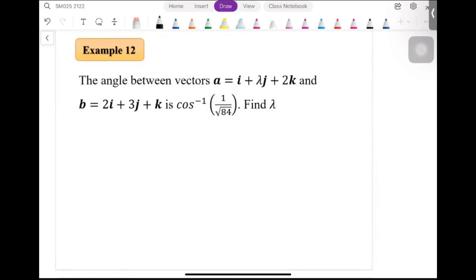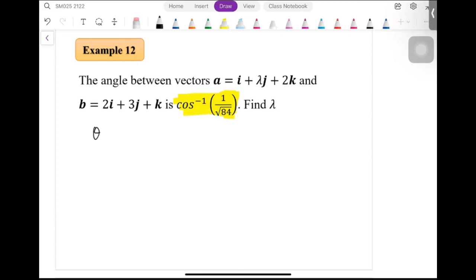Last question for dot product. So if the angle between vector A and vector B is arc cos of 1 over sec 84, find lambda. Okay, so now we have a statement here that our angle is this. So directly transform this into the formula.